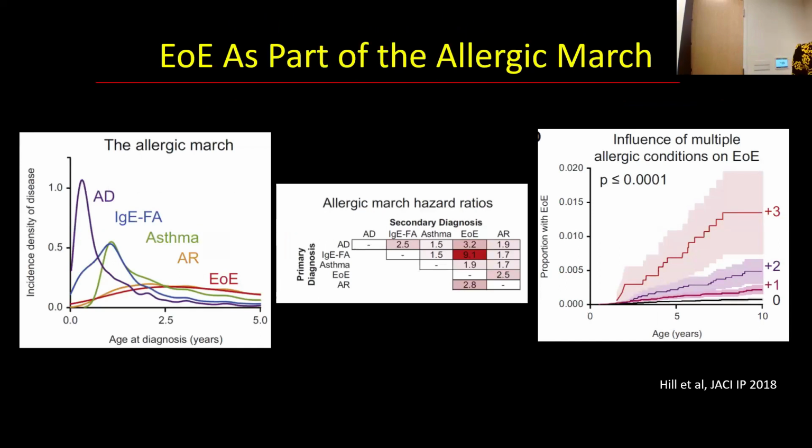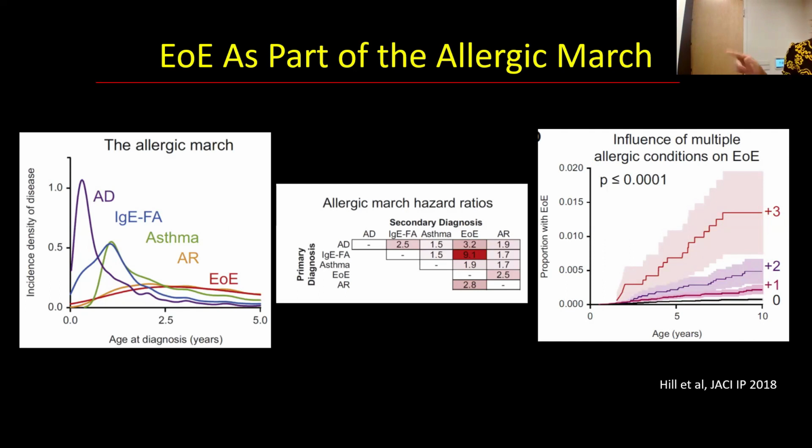So I love this study. It was in JACI: In Practice a few years ago. It's David Hill and Jonathan Spergel's study, and they really posit that EOE is part of the allergic march, but it can fall in at any point in time. So you can see EOE is that flat red curve on the left-hand side, and you can see pretty much under any age it can show up. But if you're atopic, you're at a much higher risk for EOE.